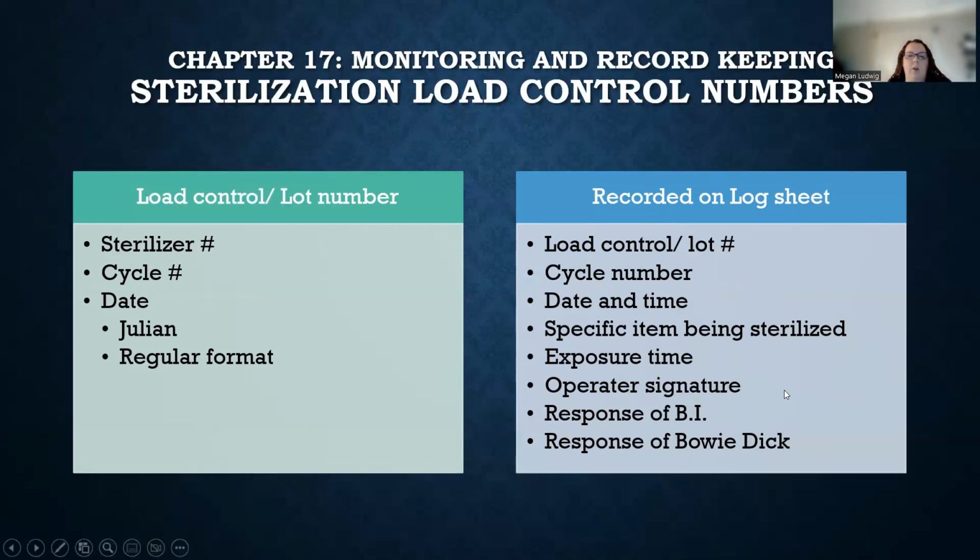So we know, but we could go back and question that particular person if something comes up wrong or not sterile or whatever happened. Now, these two may be listed. They don't have to be if they weren't ran for that particular load. So the response of the biological indicator, if it was present, as well as the Bowie-Dick test, if it was present on that particular load.